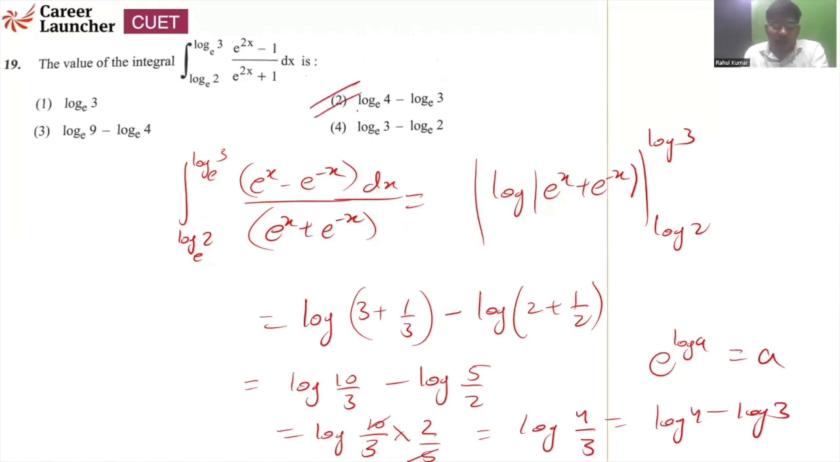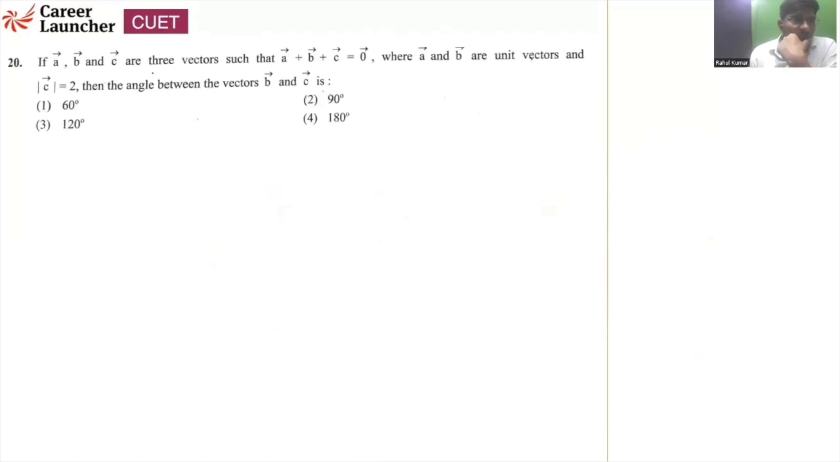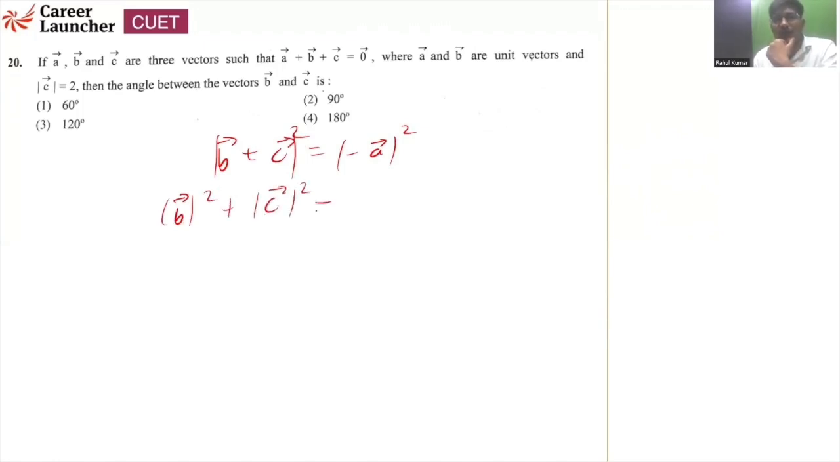Okay. Now we have the next question. If A, B and C are three vectors such that A plus B plus C is equal to 0, A and B are unit vectors, and the magnitude of C vector is given to us, then we need to find the angle between them. So we know that as this is equal to 0, B vector plus C vector is equal to minus A vector. Just take the modulus whole square on both sides. You will get B vector magnitude whole square plus C vector magnitude whole square plus 2 times B vector magnitude times C vector magnitude times cos theta, where theta is the angle between them.